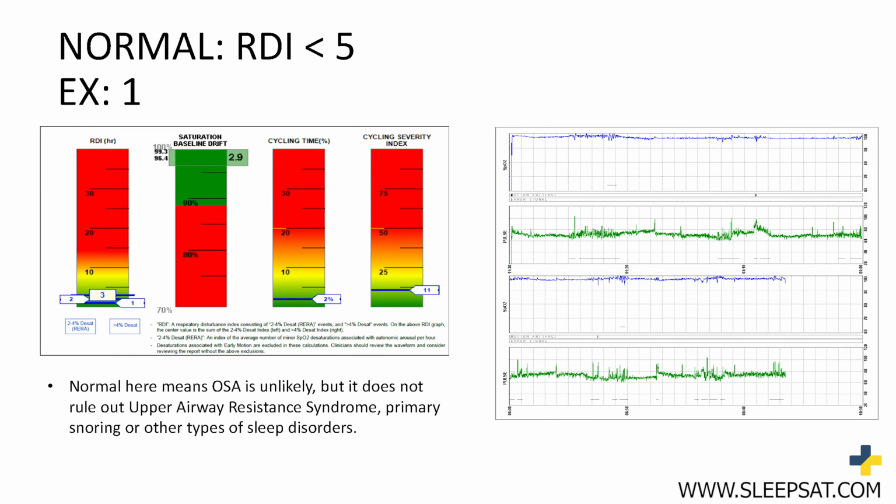We start with the normal range. Our first report has a total RDI of 3, and while these reports are within the normal range, normal here means OSA is unlikely, but it does not rule out upper airway resistance syndrome, primary snoring, and other types of sleep disorders.